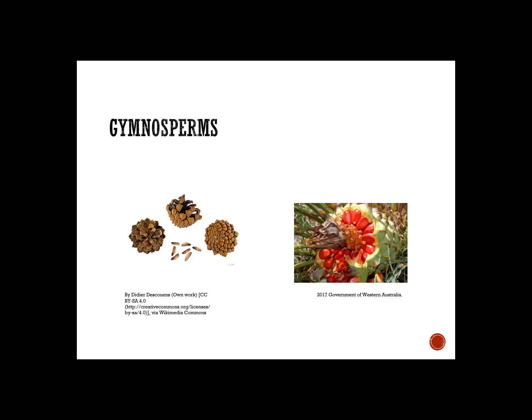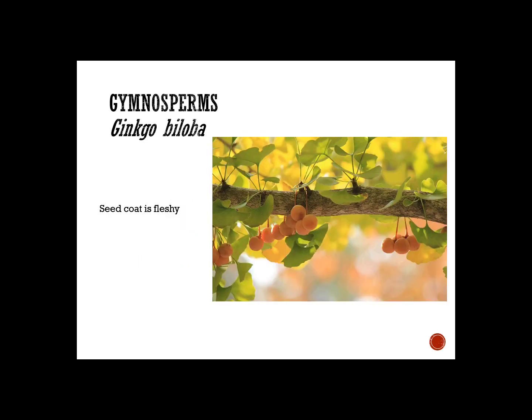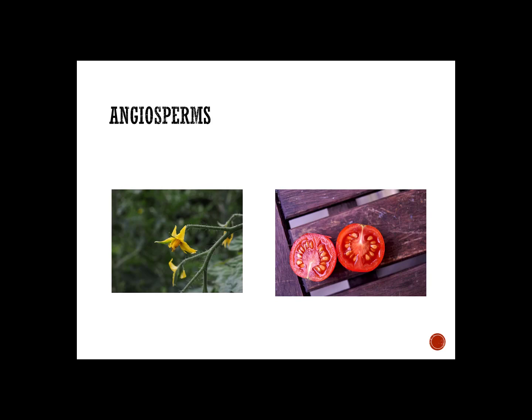So on the left here we've got pine cones, and on the right we've got seeds for cycads. So they're both gymnosperms. Here is Ginkgo biloba, and although this looks like fruit, this entire fruit-like structure is the seed, and the seed coat is fleshy. And here we have a basic angiosperm. This is a tomato. On the left we've got the flower, and then on the right we've got the fruit, which encloses the seeds.